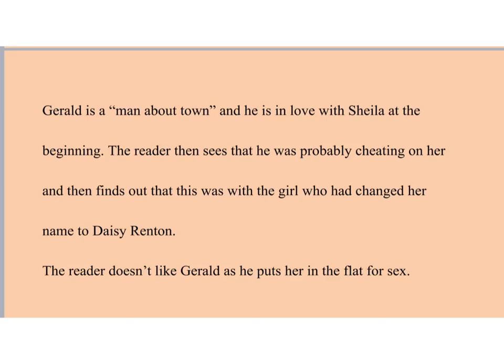So let's just have a quick look at, say, a sample paragraph. If I was marking this from one of your essays. So how does Priestley use Gerald? Well, Gerald is a man about town and he's in love with Sheila at the beginning. The reader then sees that he was probably cheating on her and then finds out that this was with the girl who changed her name to Daisy Renton. The reader doesn't like Gerald as he puts her in the flat for sex.